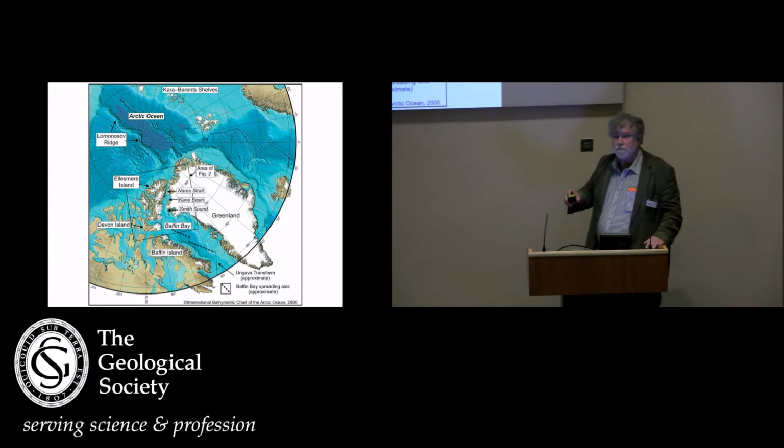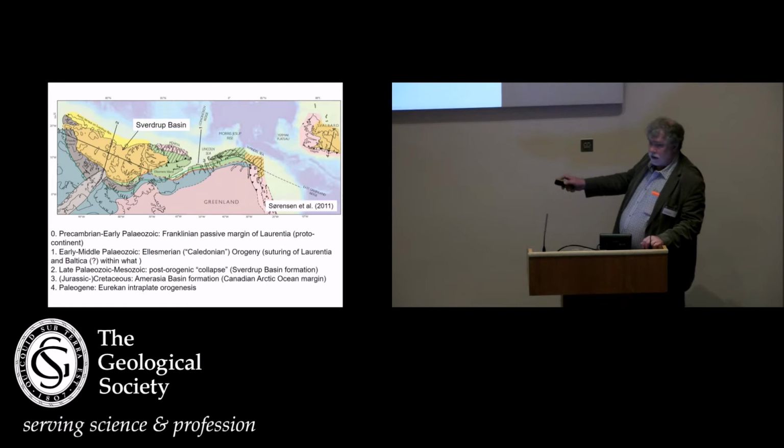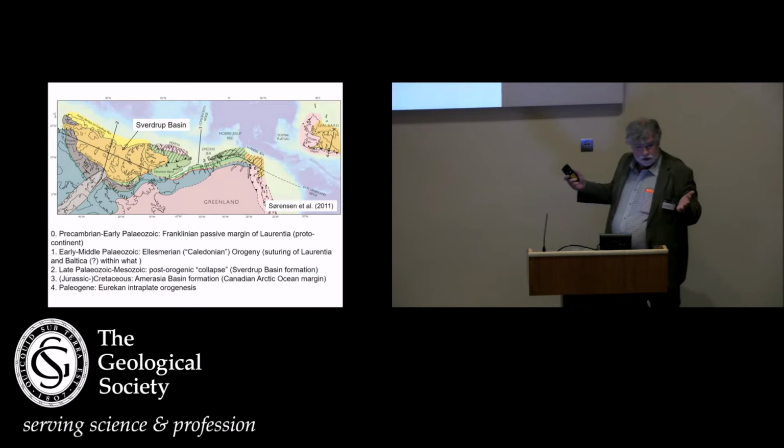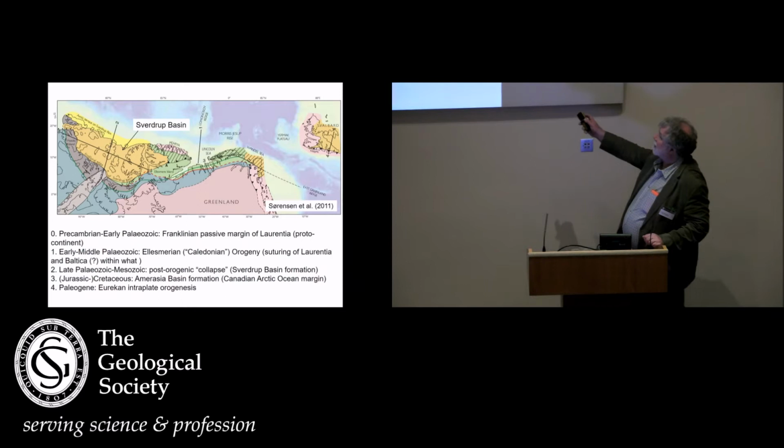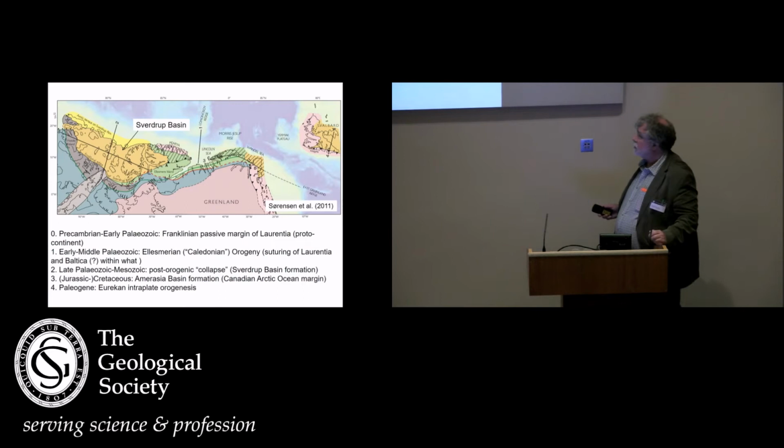So I hope I don't take too many minutes doing this, but this is just a very quick geological history of the region. Basically, we had a Precambrian early Paleozoic continental margin of Laurentia. In the early Paleozoic, maybe even in the latest Neoproterozoic, we had the Ellesmerian and precursor orogens. It's roughly Caledonian equivalent, and there are models in which this is actually the Caledonian orogeny from the north, what is now the margins of the North Atlantic, peeling around the north end of Greenland.